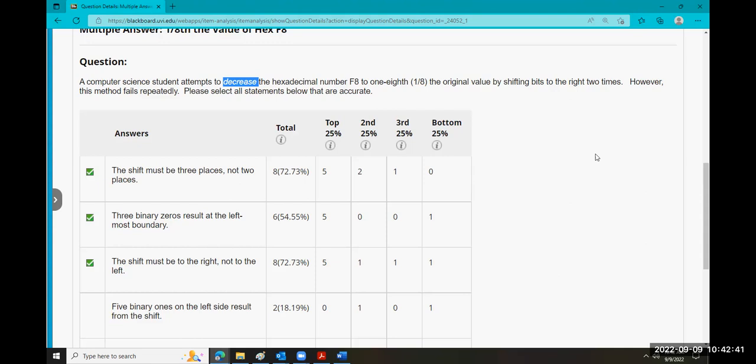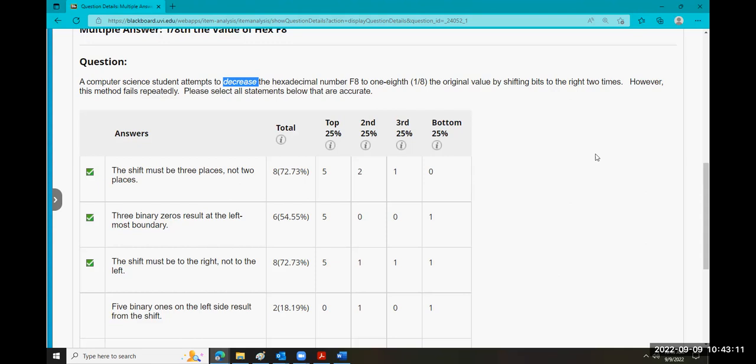That's the first step. So if I look at F8, what are my 2 nibbles? What do my 2 nibbles look like? Correct. 1 1 1 1 and 1 0 0 0. That's what I have to start with. And I want to decrease it. So am I shifting to the right or the left? Shifting to the right. And if it's a factor of 8, how many places am I shifting?